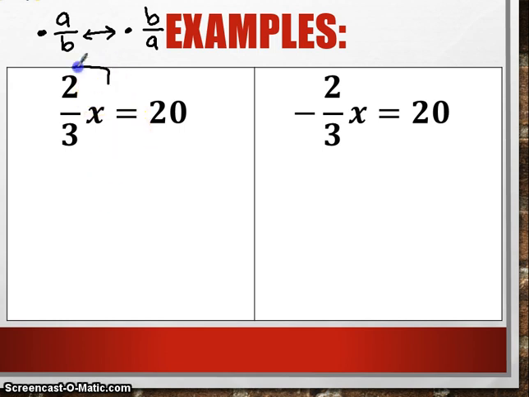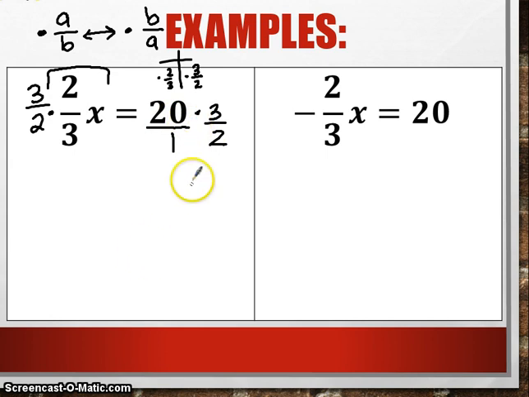So let's look at our algebraic side. X is being multiplied by 2/3. So what's the opposite of multiplying by 2/3? Multiplying by the reciprocal, so reverse the numbers, 3/2. So we're going to multiply each side by 3/2. Now some of you might say, well 20 doesn't have a denominator, but it really does. It has a denominator of 1, so if you want to write over 1, you can to help you understand that it does have a denominator of 1.